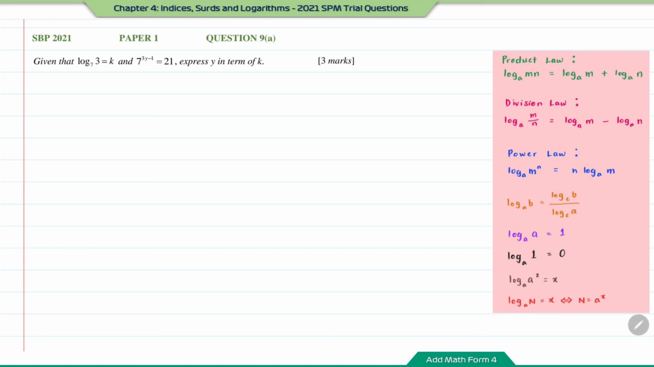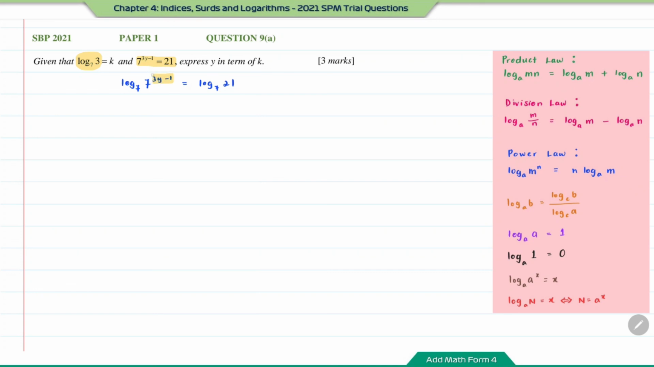Now, first we need to change this 7 to the power of 3y minus 1 equal to 21 into log base 7 of 3 so that we can have the equation in terms of k. In doing so, I'm going to log both sides with log base 7. So here you're going to have log base 7 of 7 to the power of 3y minus 1 equal to log base 7 of 21. So the value on the left hand side and right hand side will still remain the same.